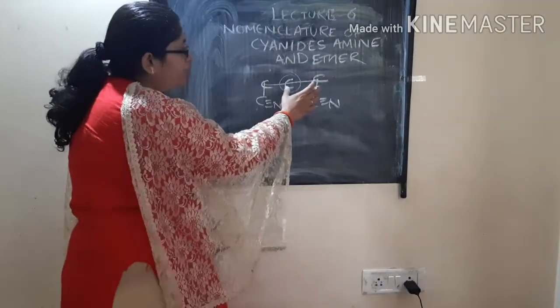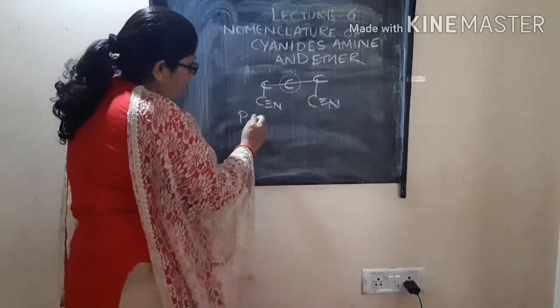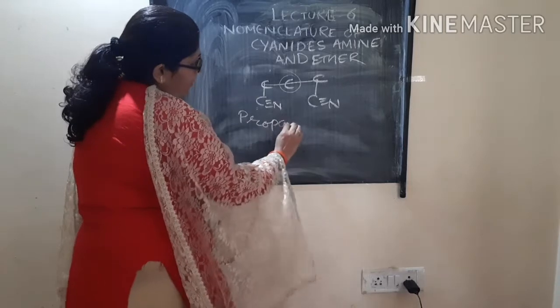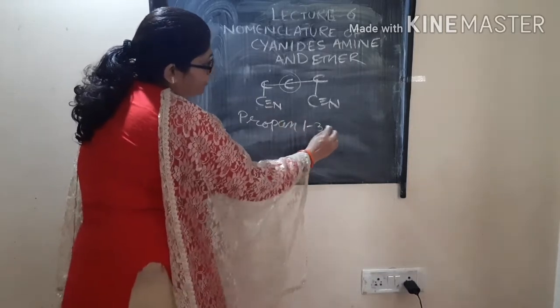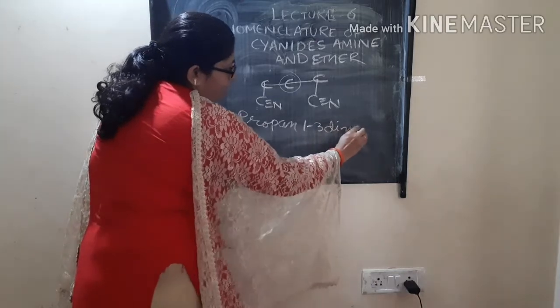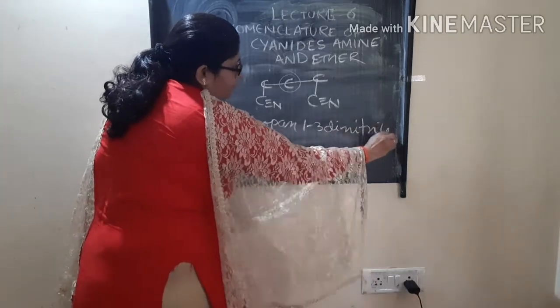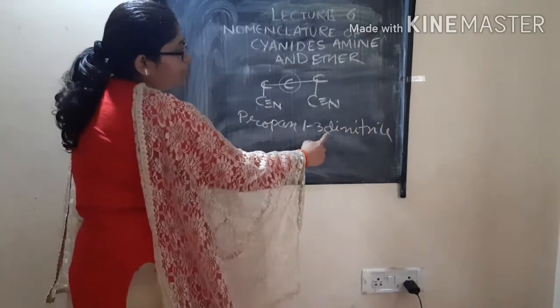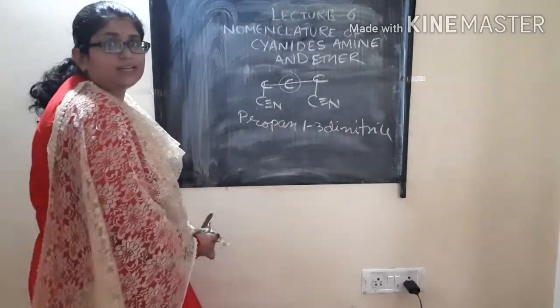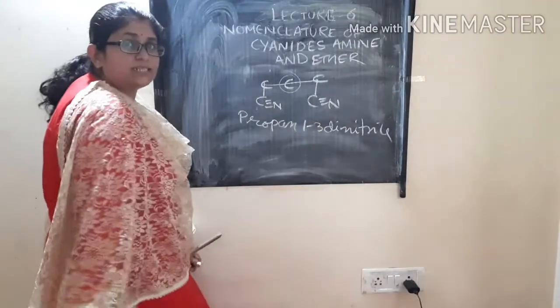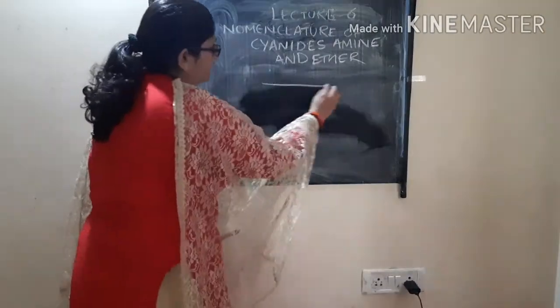So how will you name this? It will be propane 1, 3 dinitrile. It will be propane 1, 3 dinitrile. Understood, students? I hope this point is clear to you. Let's take one more example.